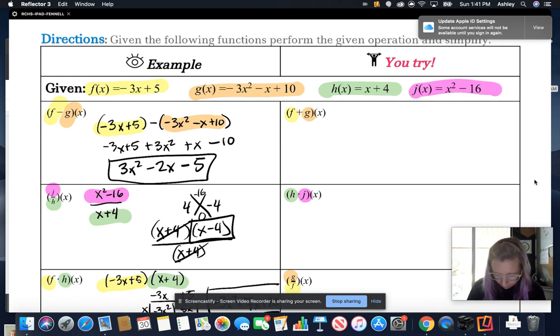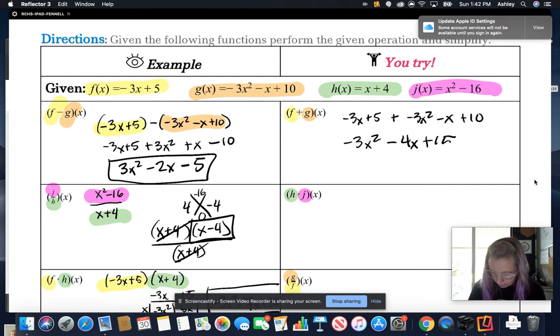So we're going to start with f of x, negative 3x plus 5. And we're going to add it to g of x, which is negative 3x squared minus x plus 10. Simply combine like terms here. Negative 3x squared minus 4x plus 15. Whoop. And we are done.